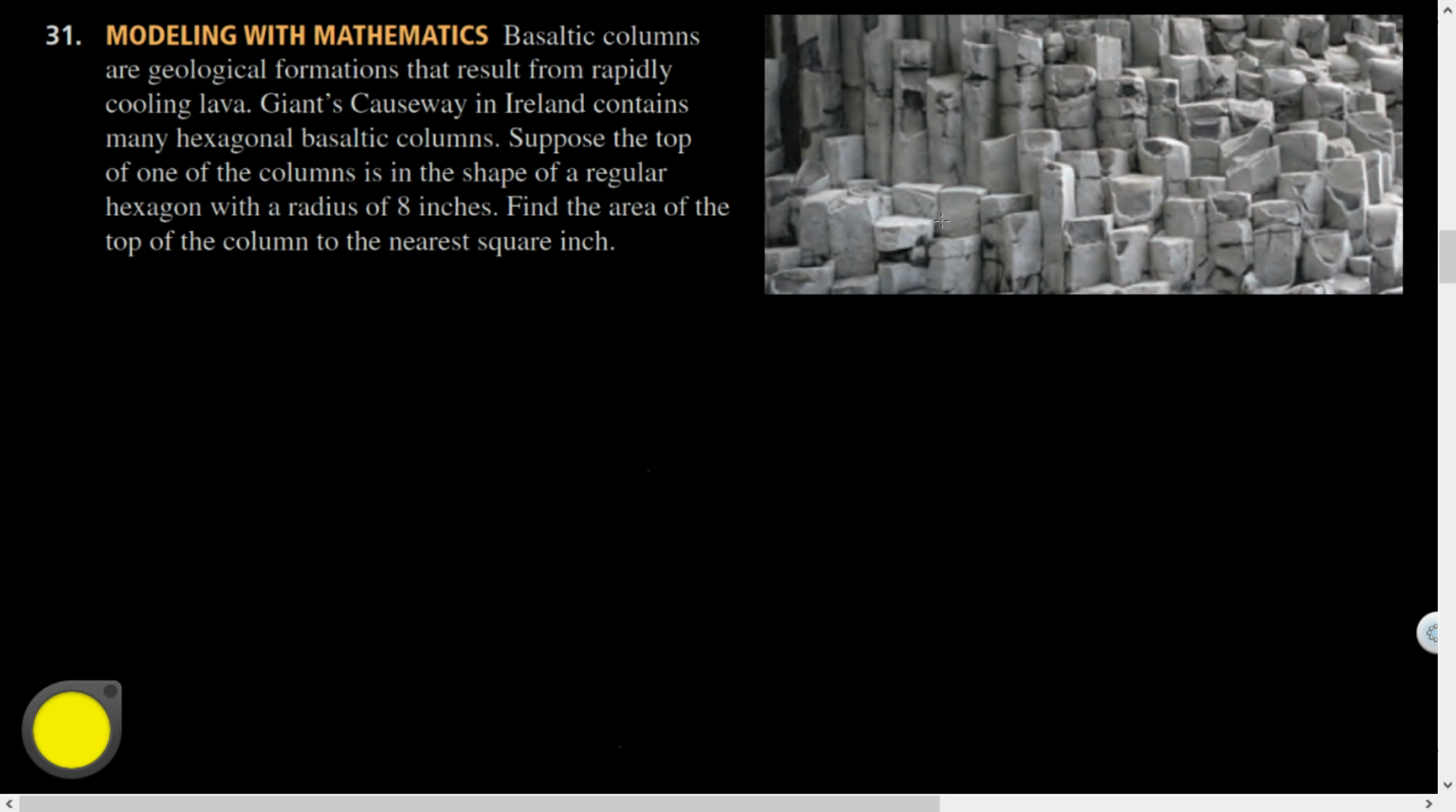Which I assume, just like when we looked at the formation of snowflakes and the hexagonal shapes that those produce, basalt chemically at an atomic level has probably similar formations, and is probably why these form hexagonal columns, along with a lot of crystal formations that can happen in geology. So basalt columns are geological formations as a result of rapidly cooling lava. Giant's Causeway in Ireland contains many hexagonal basaltic columns. Suppose the top of one column is in the shape of a regular hexagon with a radius.